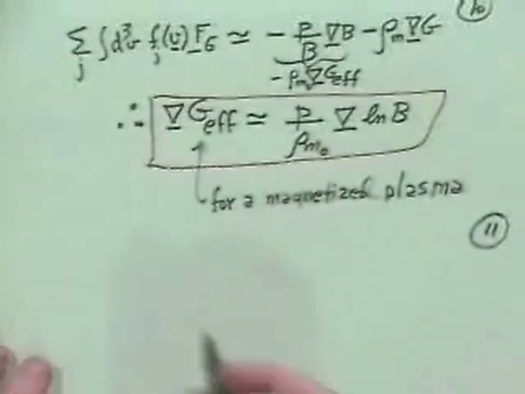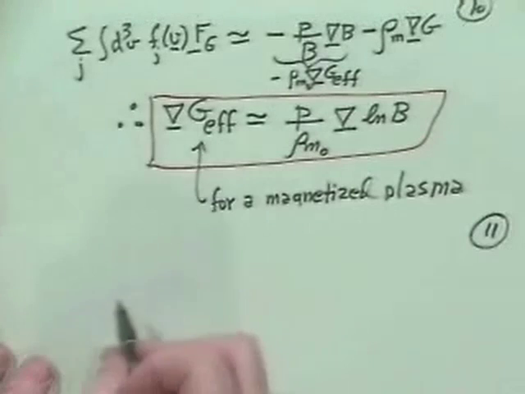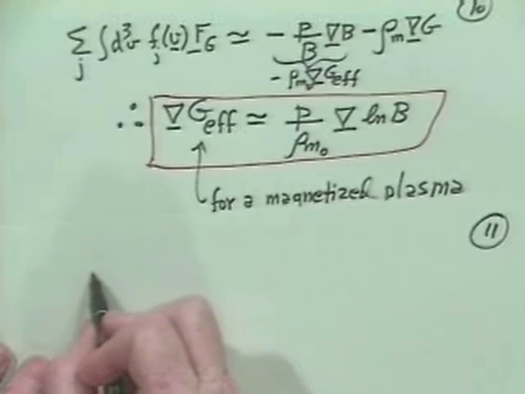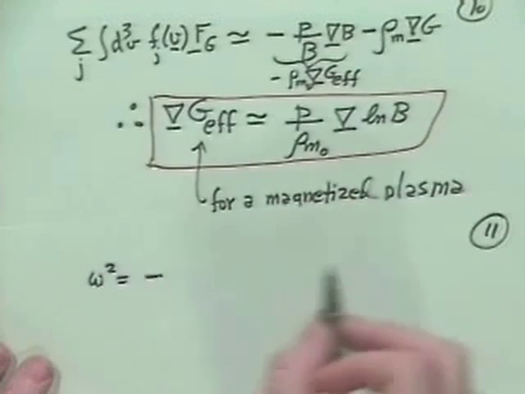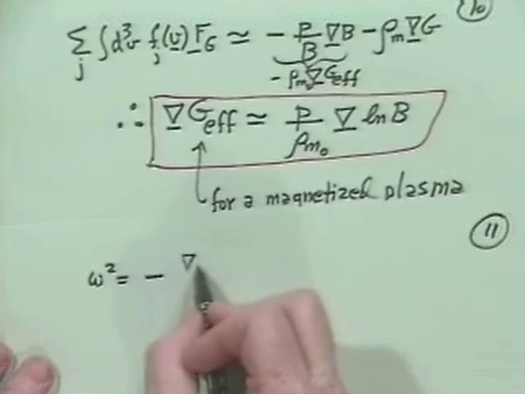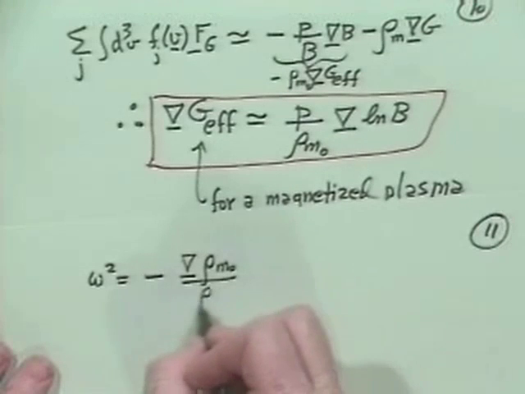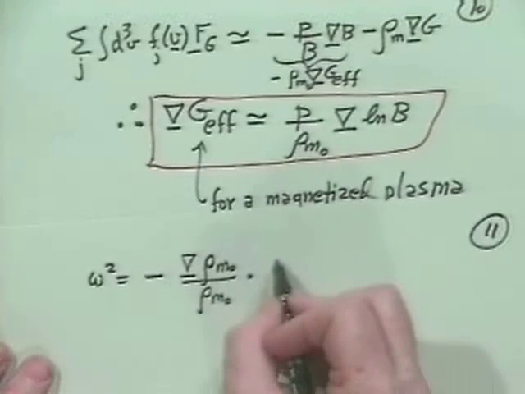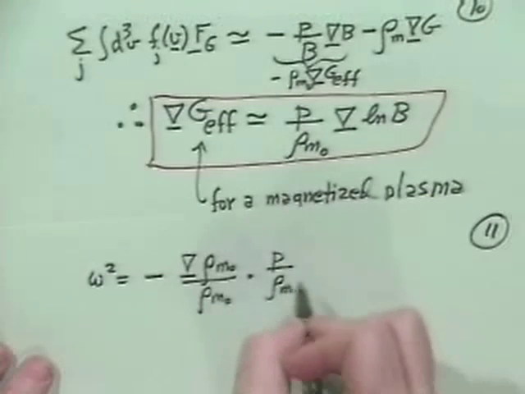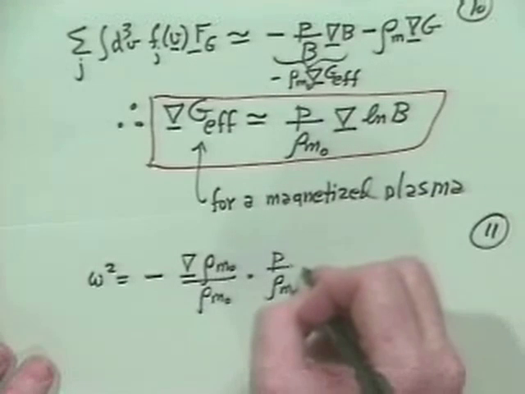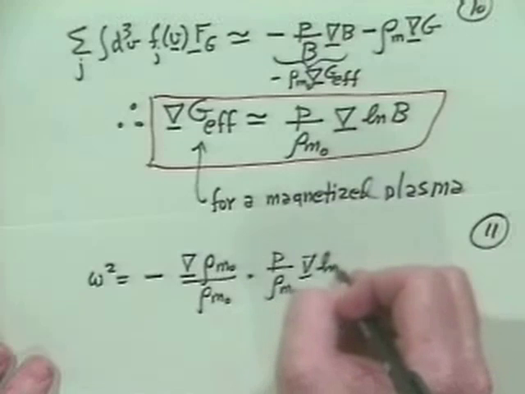Okay, so what we want to do is apply all this Rayleigh-Taylor type thinking to a magnetized plasma and show how it really turns out to happen. So it turns out if you go through all this analysis and do it upright for a plasma, what you find is that omega squared turns out to be minus, indeed, I'll write it in the opposite direction to what we had before, but anyway, the mass density part, and that's dotted into P over rho mass naught gradient of the logarithm of B.